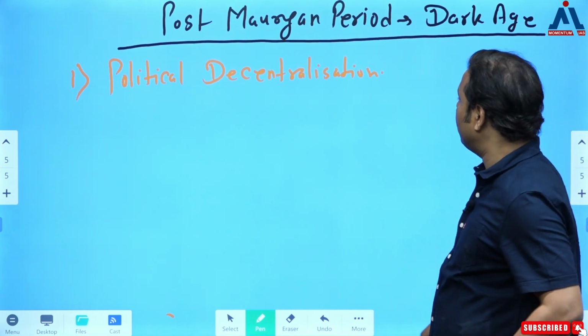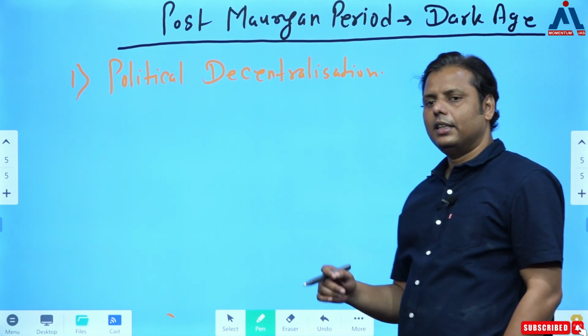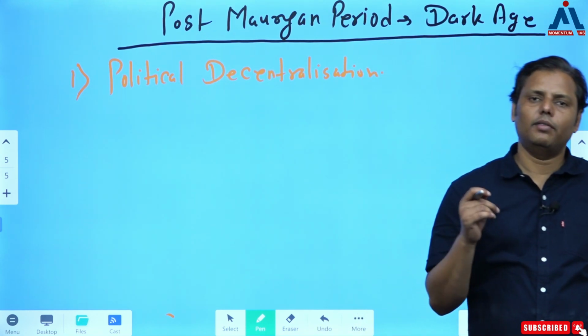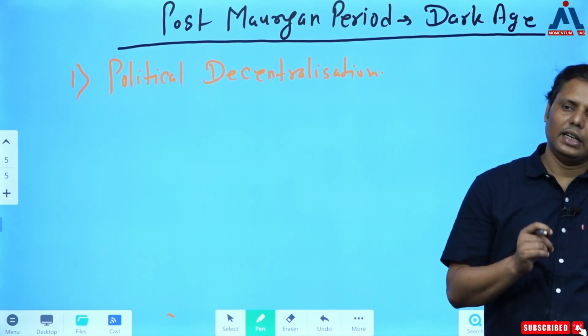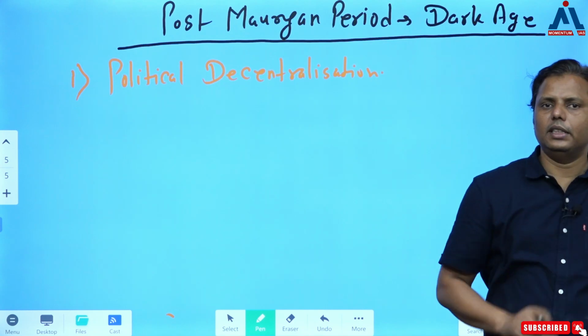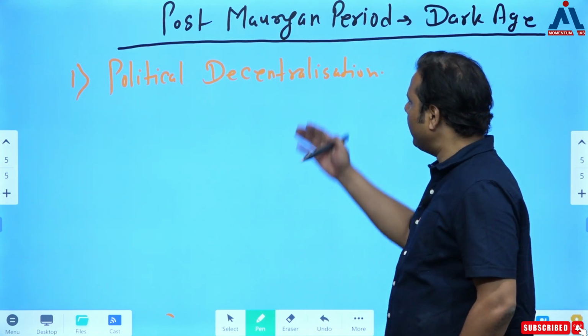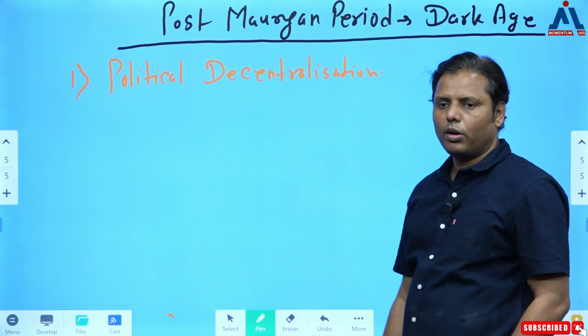And here that concept comes in: if any period is politically decentralized, that becomes one of the most important features for the dark age. So political decentralization remains at the core of the dark age concept. And that was very much applicable to the post-Mauryan period also.